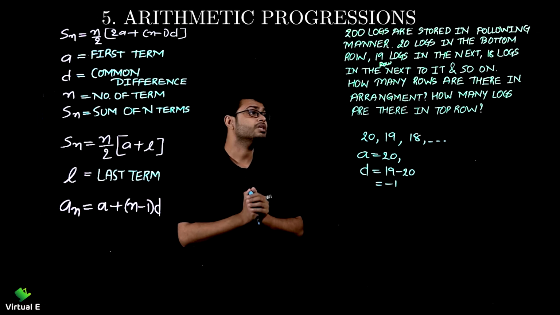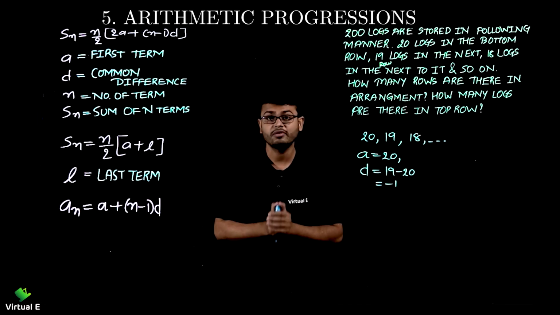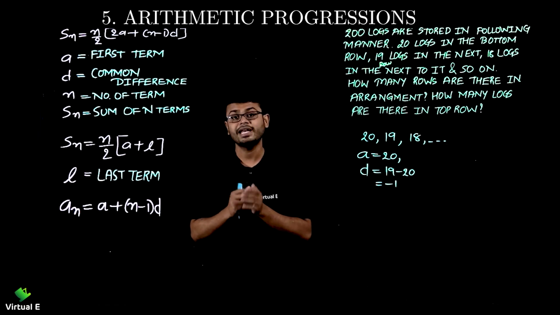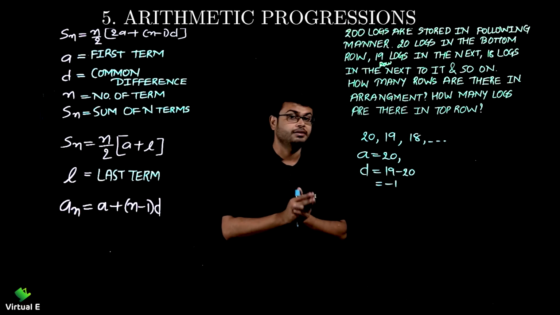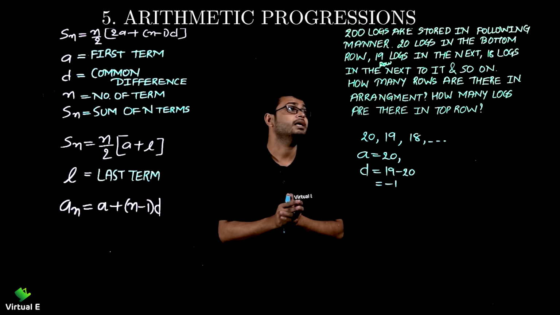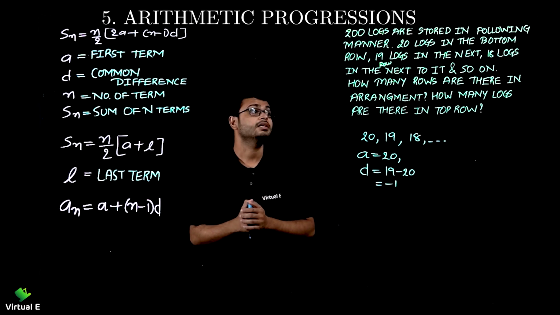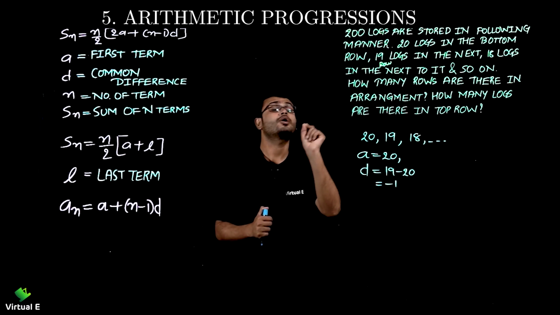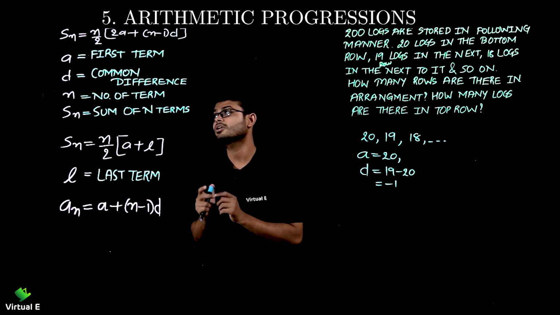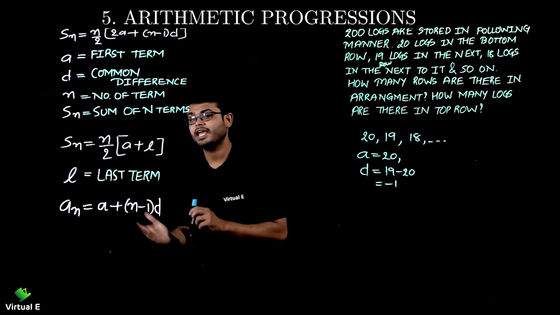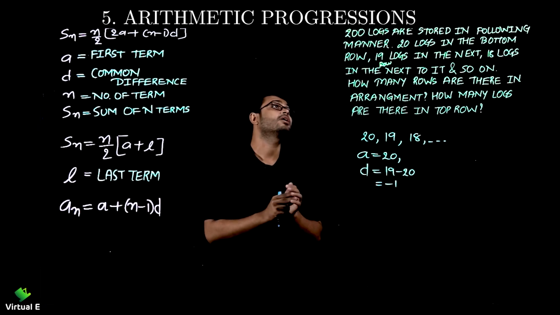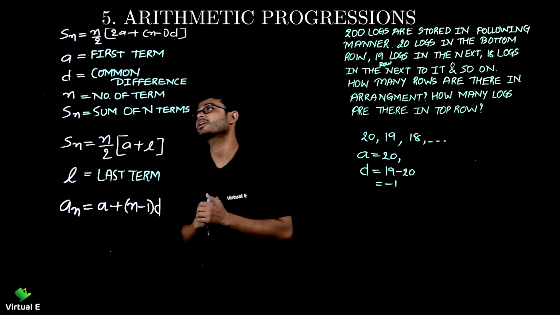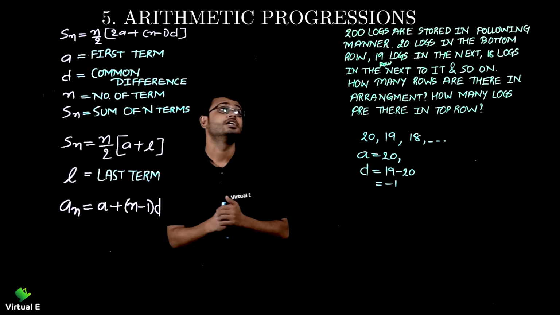Now we want to find how many rows are there in the arrangement. We want to find that number of rows. So we are going to find an or n. Think of it. Yes, we missed one most important condition. 200 logs. What does 200 logs say? Sn or an? There are 200 logs stored in the following manner. We missed an important condition. Sn is 200.